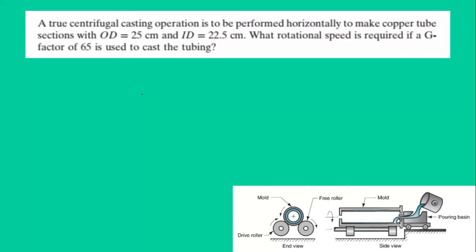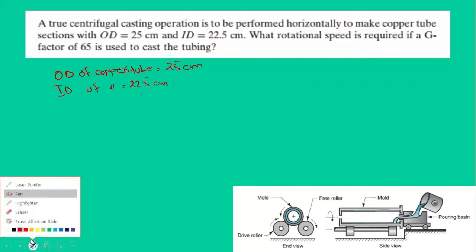So let's start solving this numerical problem. It says the true centrifugal casting operation is performed horizontally to make a copper tube section, and the outside diameter of the copper tube is 25 centimeter, and the inside diameter of the copper tube is 22.5 centimeter. It asks what is the rotation speed required if a G factor of 65 is to be used.